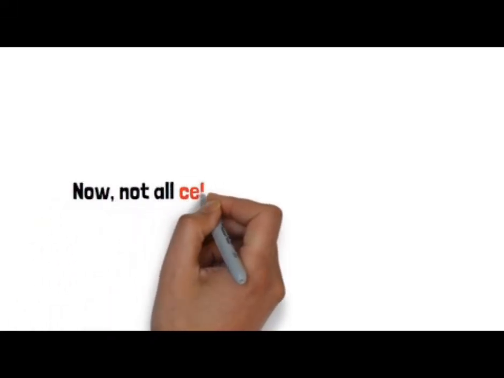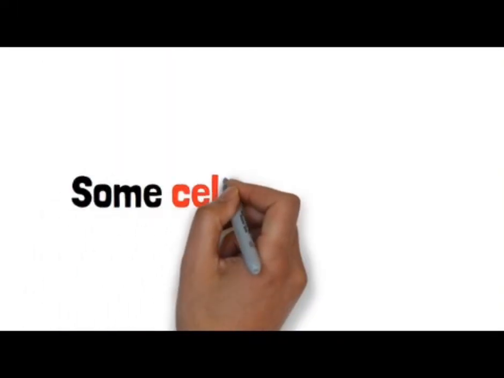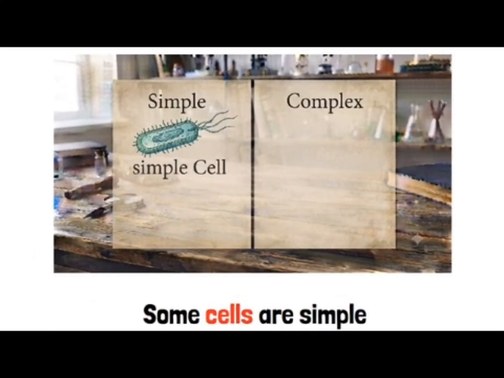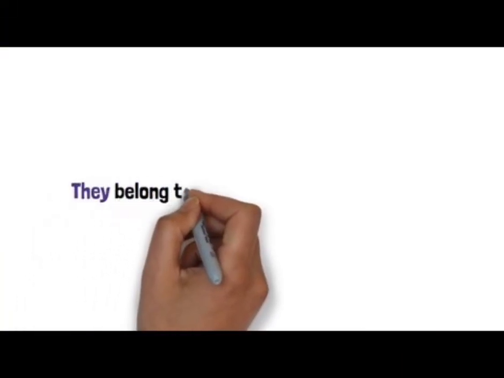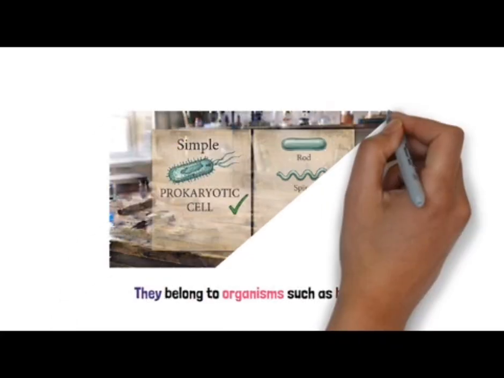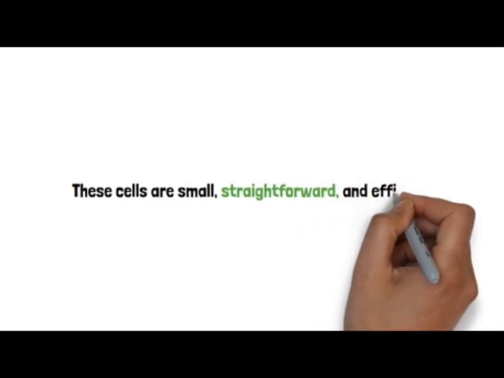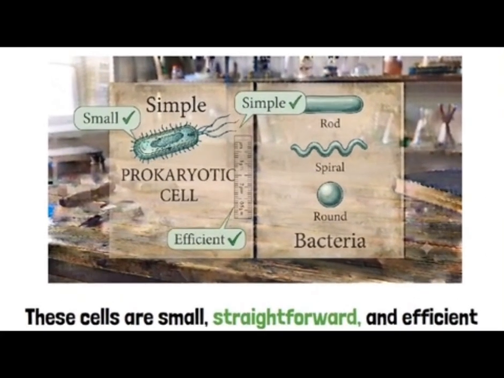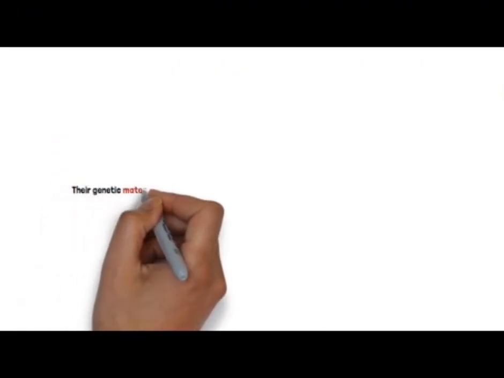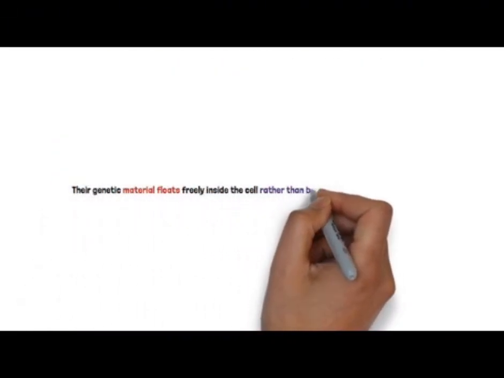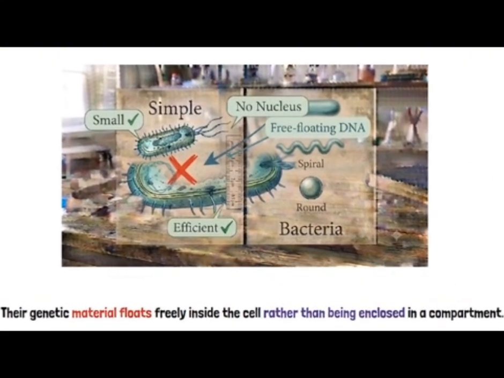Now, not all cells are built the same way. Some cells are simple. These are called prokaryotic cells. They belong to organisms such as bacteria. These cells are small, straightforward, and efficient, but they have no nucleus. Their genetic material floats freely inside the cell, rather than being enclosed in a compartment.